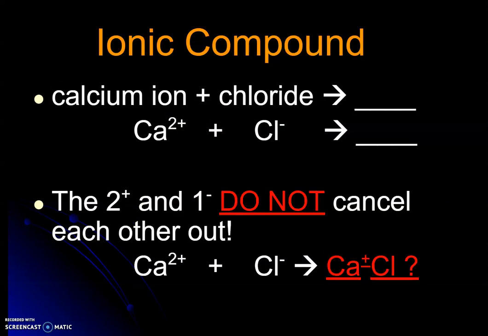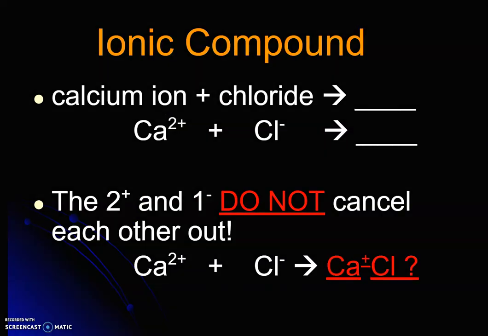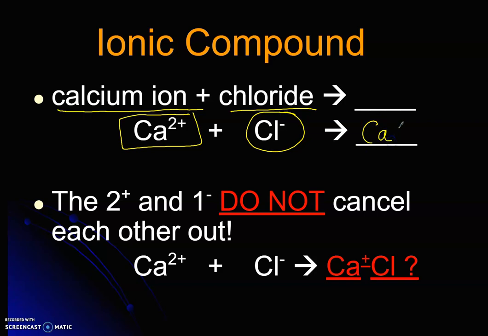Now, what if they don't cancel out? That's where we're going to have to do a little bit of thinking. If we have our calcium ion and chloride, calcium's in column 2, so it's a 2 plus. Chloride is a 1 minus. If I put them together, I get Ca plus Cl.